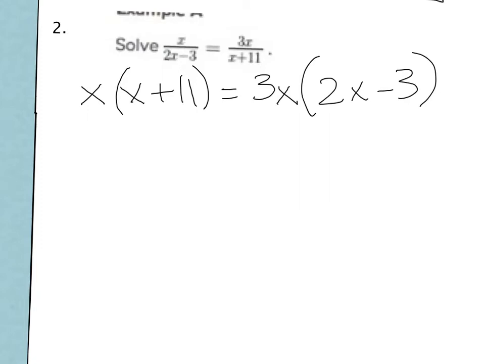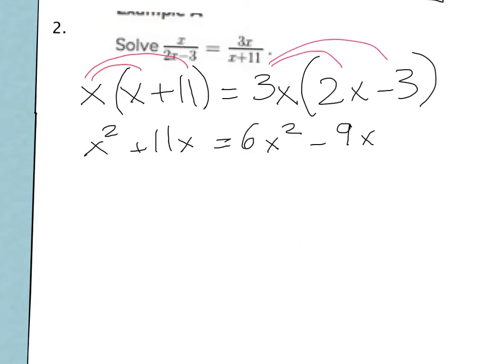Now the next line, we want to do the distributing. I'm distributing x to x and 11. I'm distributing 3x to 2x and negative 3. What do we get from that? We end up with x squared plus 11x equals 6x squared minus 9x.